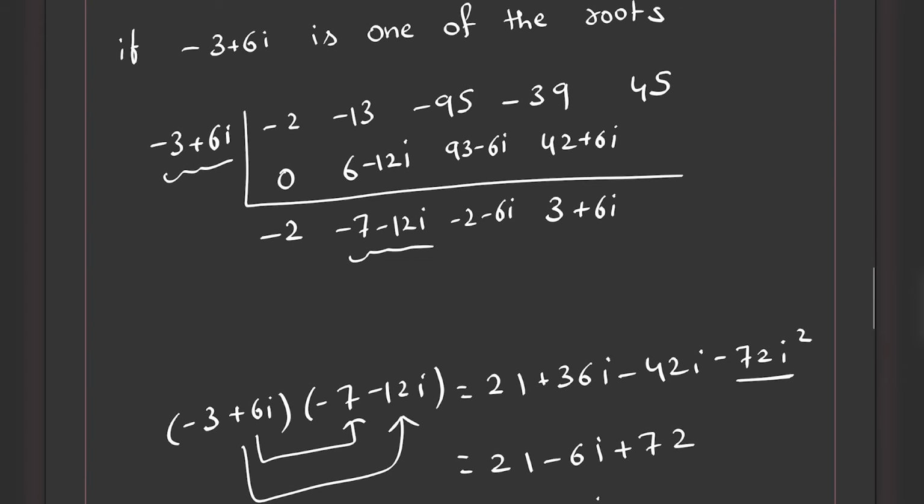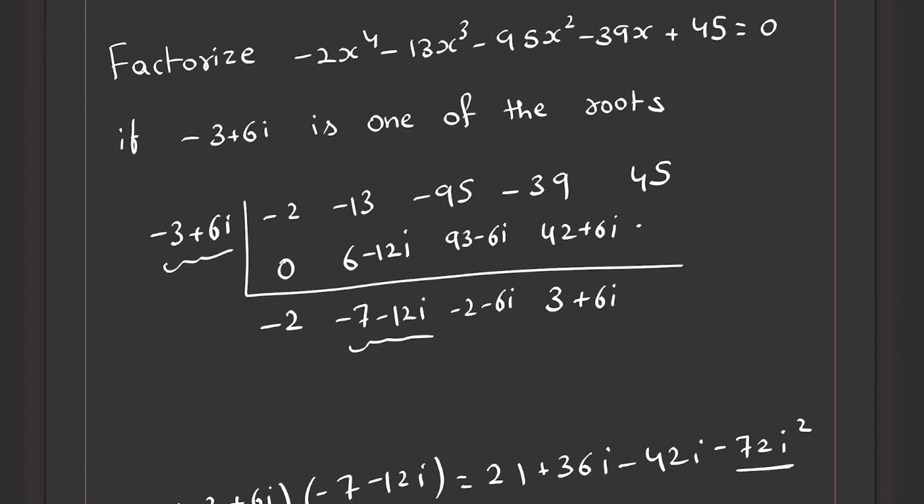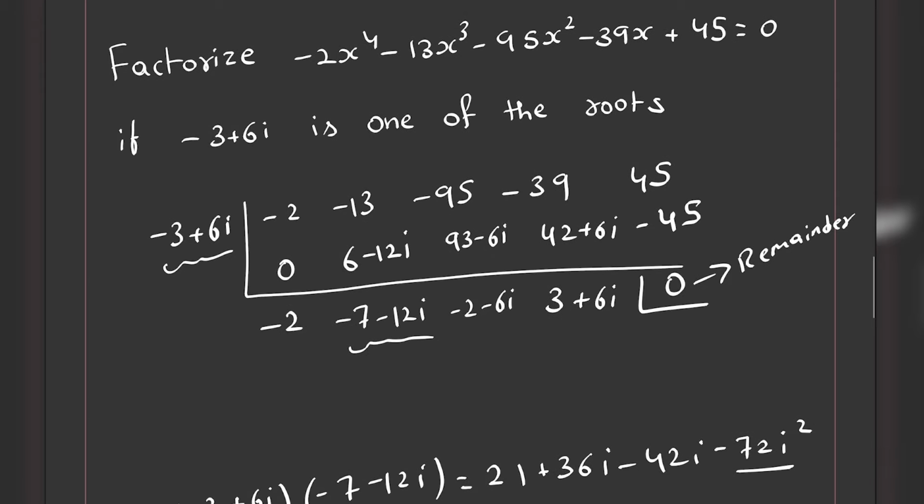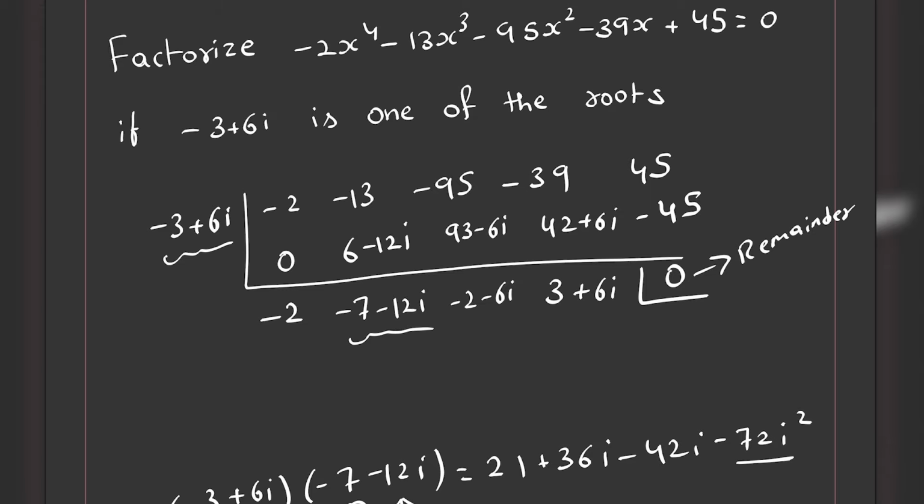Okay, so let's go back, and this is our minus 45, and 45 minus 45 is 0. So this is our remainder, right? This has to be 0, right? Because minus 3 plus 6i is a root for this given polynomial. So the final value has to be 0. Okay, now what?